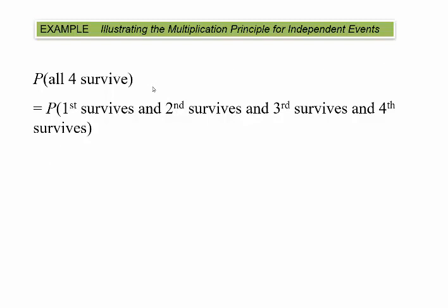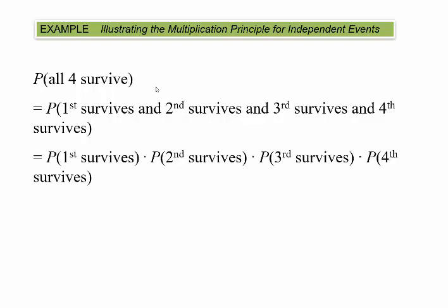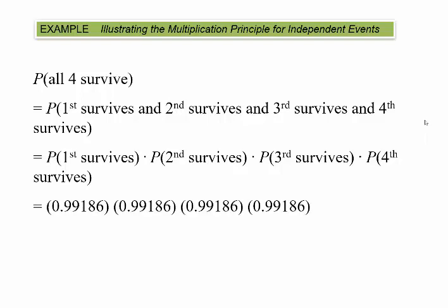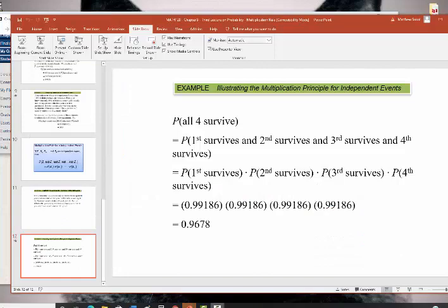Well, since we're taking randomly selected from a large population, these are all independent. So we're just going to multiply the probability of each 4 times. So we know the probability they survive is 0.99186, so it's 0.99186 times itself 4 times. And that just gets me 0.9678. And that's our answer right there. All right, I hope that helped and the examples were useful for you.